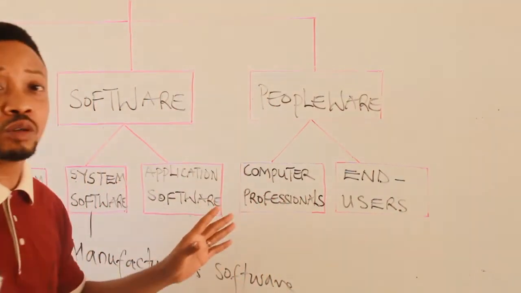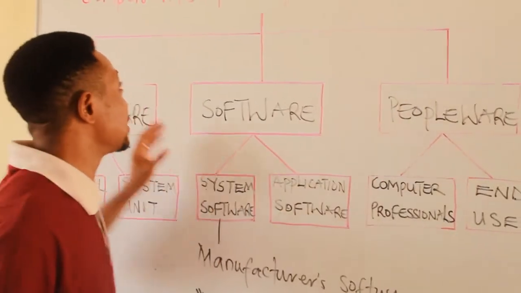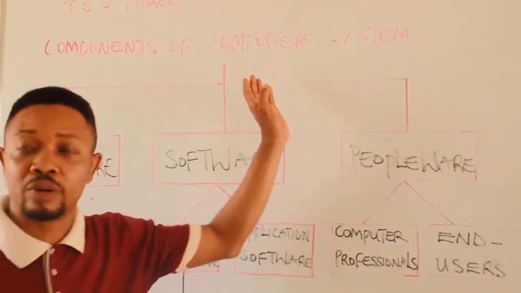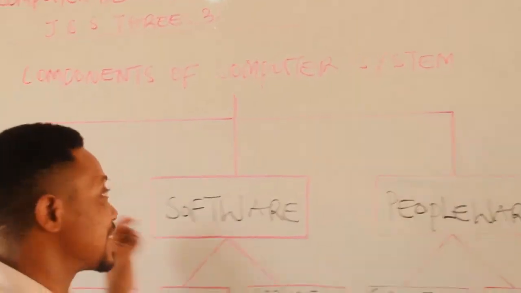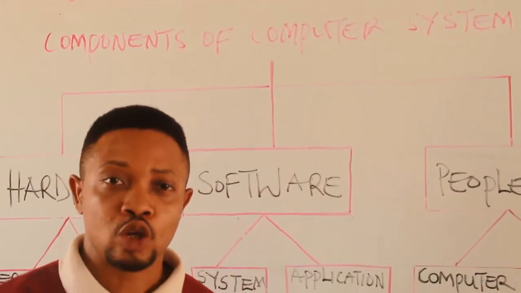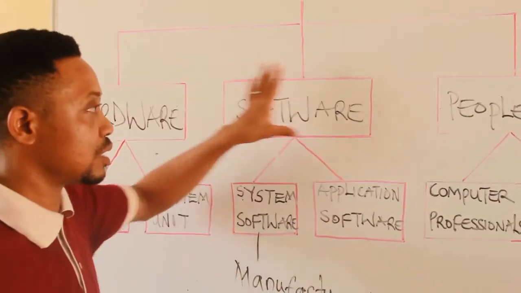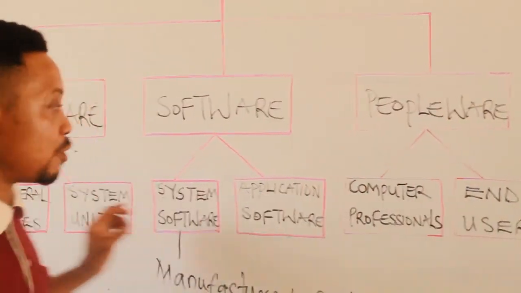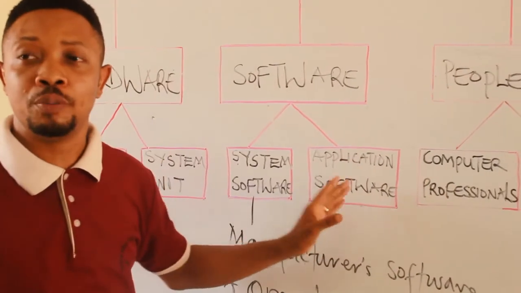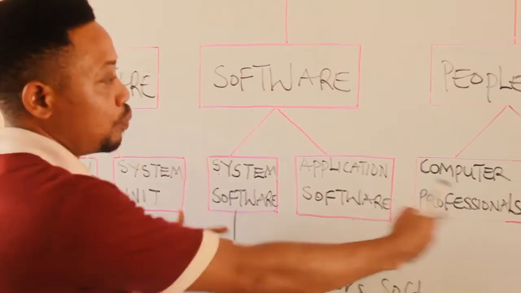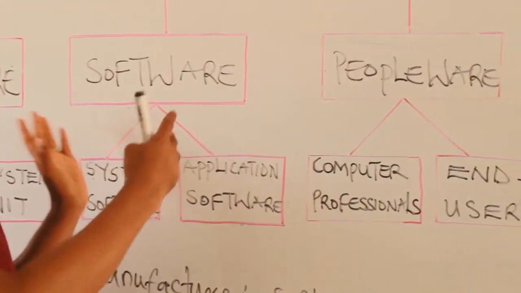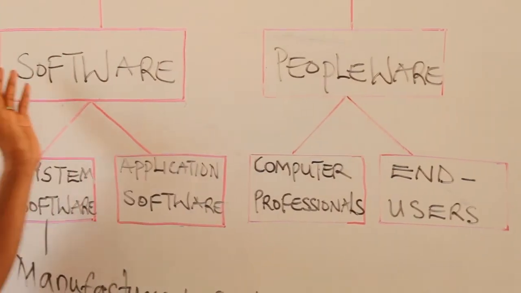So, what we have looked at today basically is the components of the computer system. There are three major components that make up the computer as a whole. We have seen the hardware, the software, and then the peopleware. And we have seen the various subtopics that make up this particular topic. We've done this before, it's just a revision.